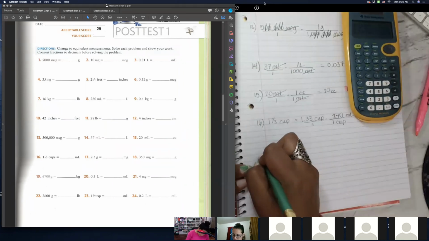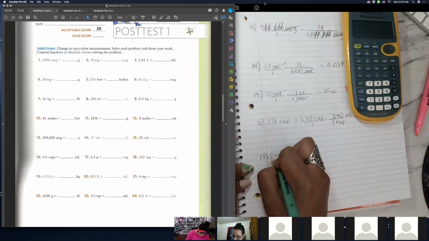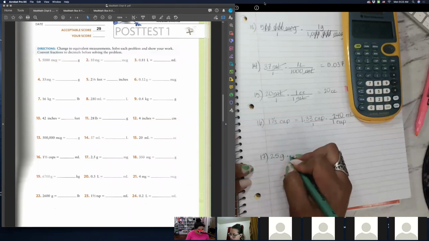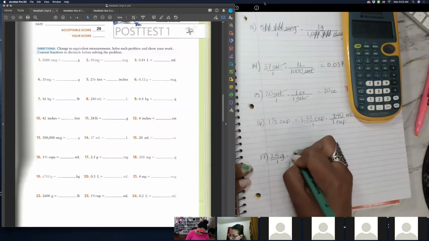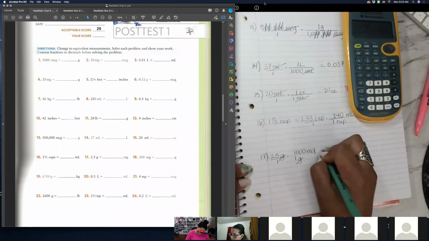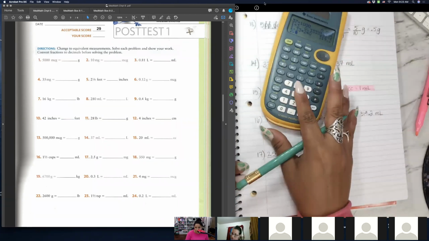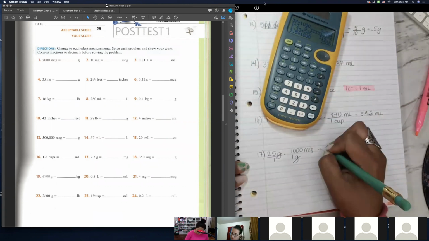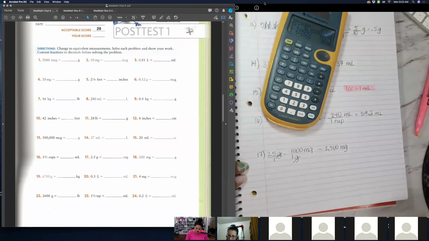All right, 17 is 2.5 grams. We want to convert that to milligrams. So 1 gram is equal to 1,000 milligrams. So just take 2.5 times 1,000. And that's going to be 2,500 milligrams.